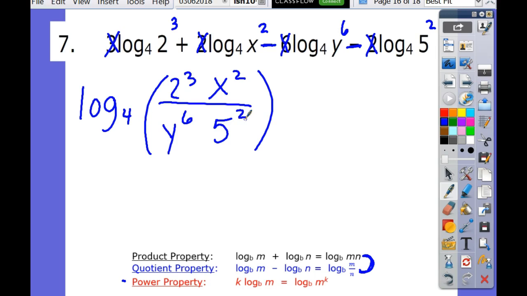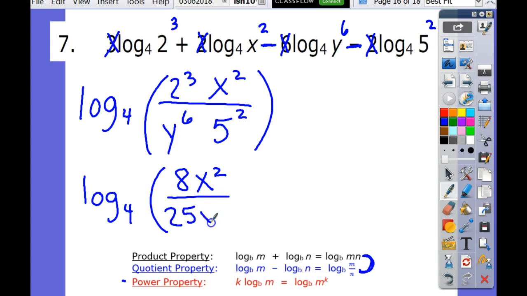You can multiply that out. What is 2 to the 3rd power? 2 to the 3rd power is 8. What is 5 squared? It is 25. Does the 8 over 25 reduce anymore? It doesn't, so that's your final answer.